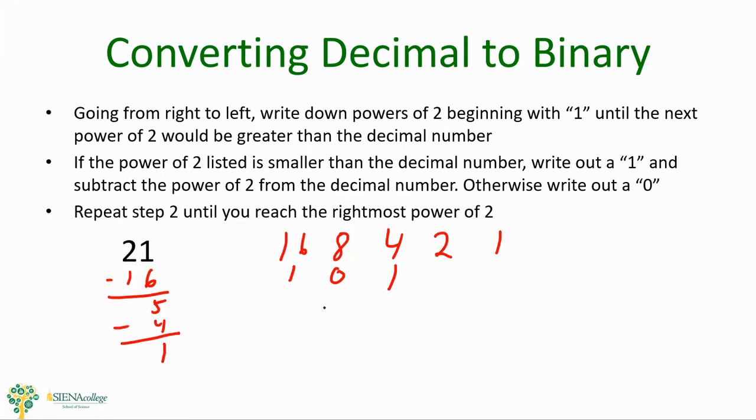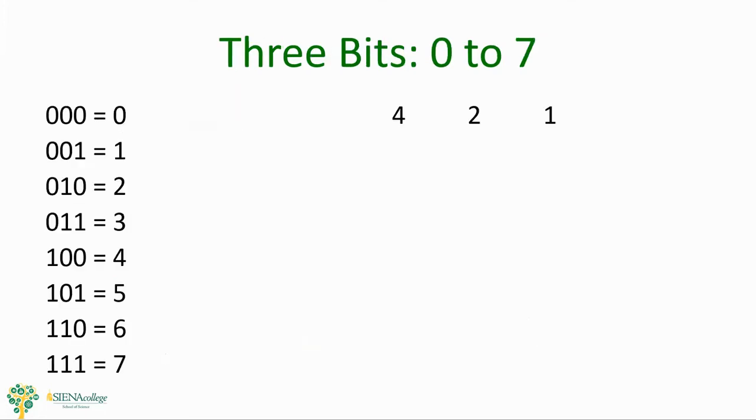Are there any 2s in 1? No. So we write down a 0. Are there any 1s in 1? Yes, there's a single 1. So 1, 0, 1, 0, 1 in binary is equal to 21 in base 10. Okay.